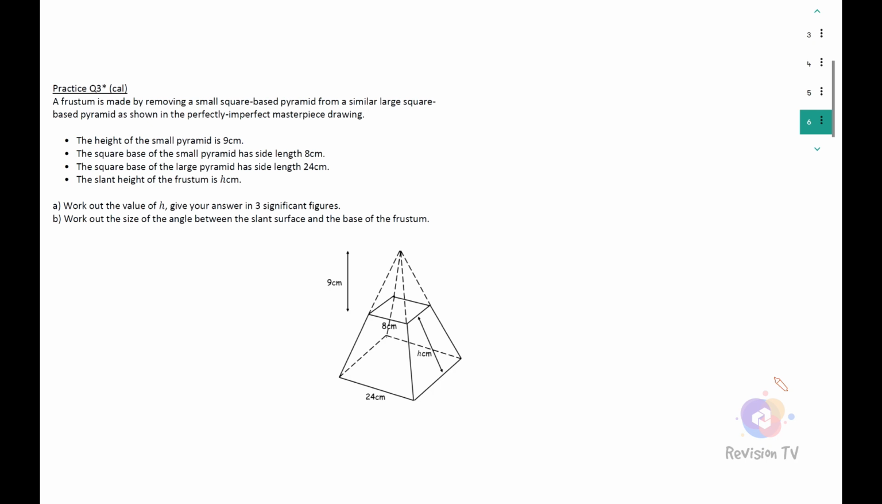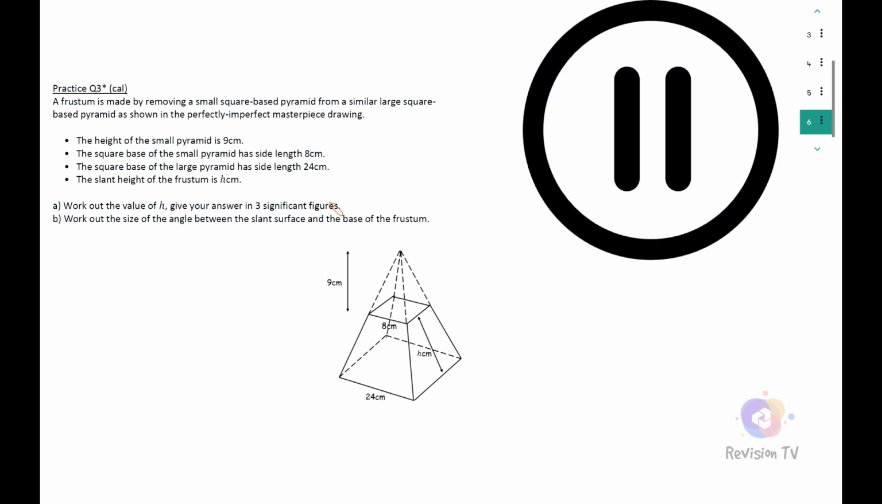This is practice question 3, the last practice question of this lesson. Now, this is a frustum. This took me ages to draw, so please bear with me. This perfectly imperfect masterpiece drawing, trust me, it took me so long to make. Anyway, I hope you enjoy this question. Pause the video, have a go at the question. When you're ready for my explanation, which I'll go through with you at the end, then you can play the video.